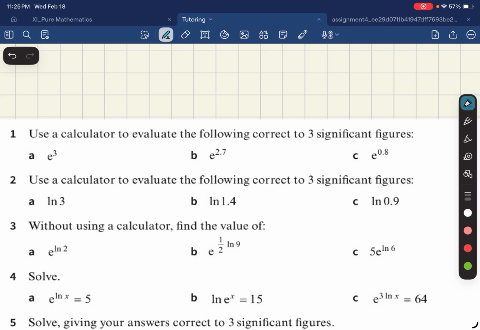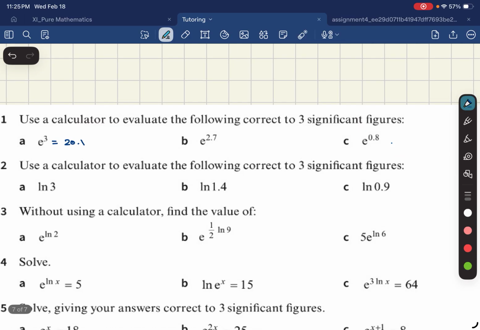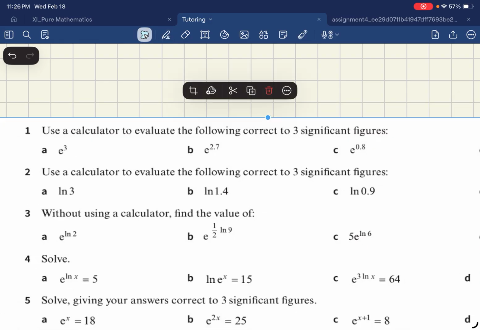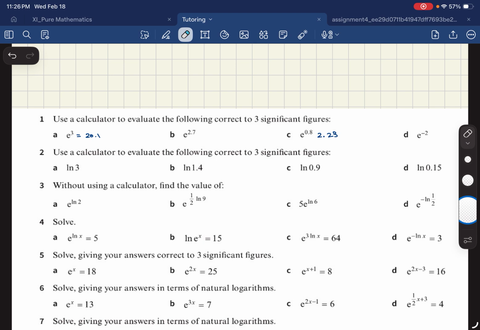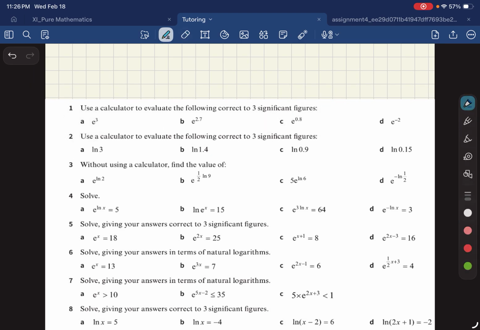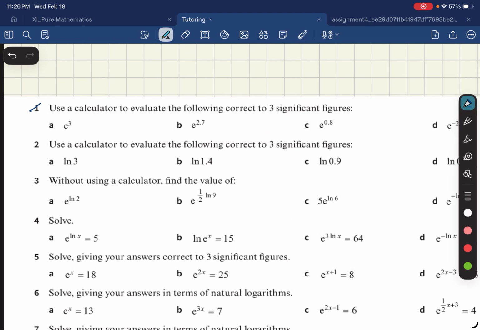e to the power 3 is 20.1 to 3 significant figures. And e to the power 2, or the last one, 0.8, would be 2.26 to 3 significant figures. And 2.23 to 3 significant figures. So these are questions that you can solve. Just put it in your calculator and figure it out. That's very easy.